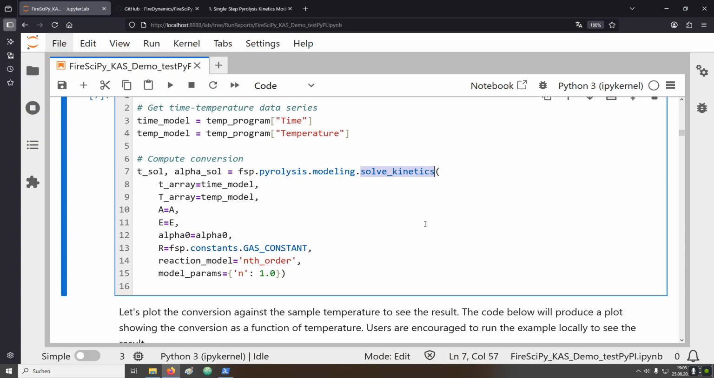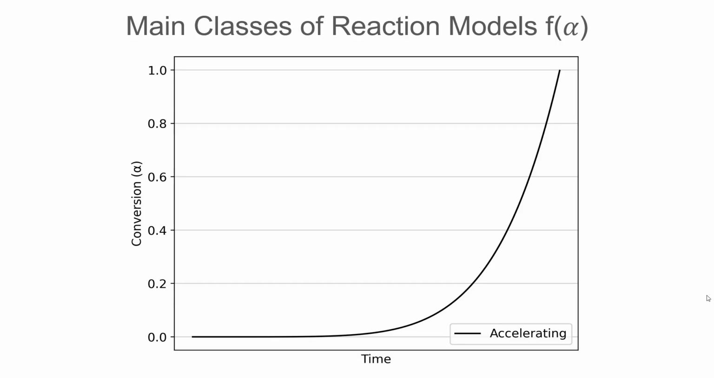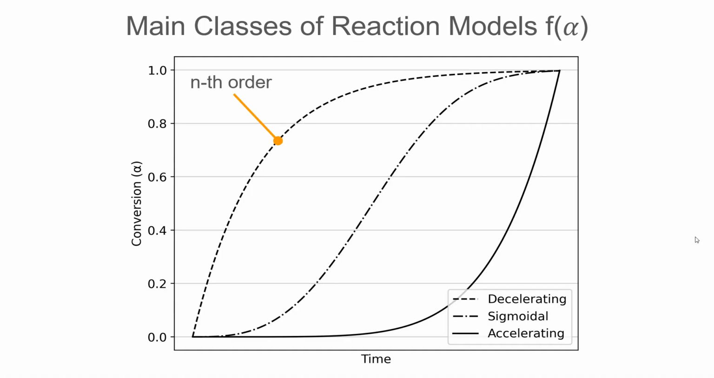The available reaction models are sufficient to capture the main classes of reaction behavior. These are the accelerating, sigmoidal, and decelerating behavior. And the nth order model would be an example for a decelerating reaction. You can get this information by conducting isothermal TGA experiments. Then compute the conversion and plot it against time.